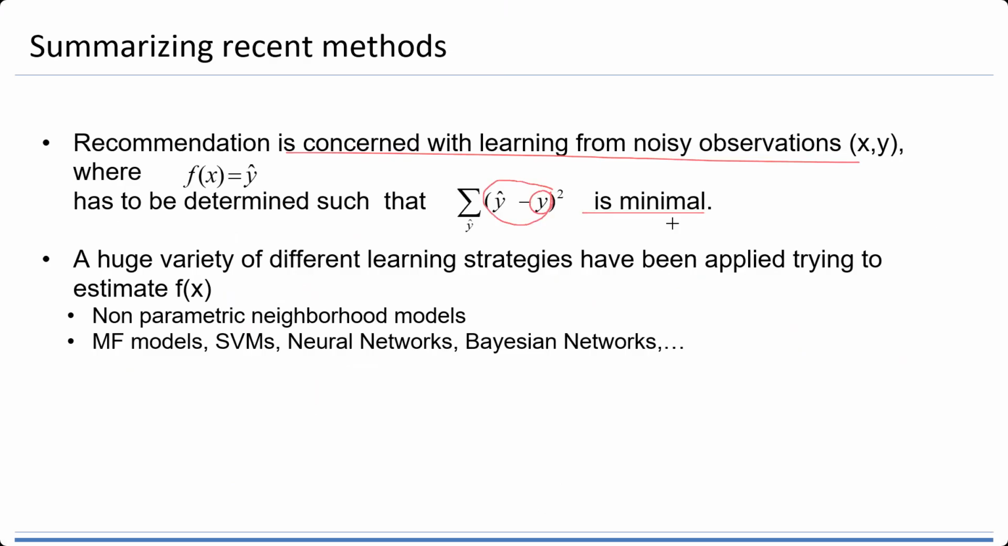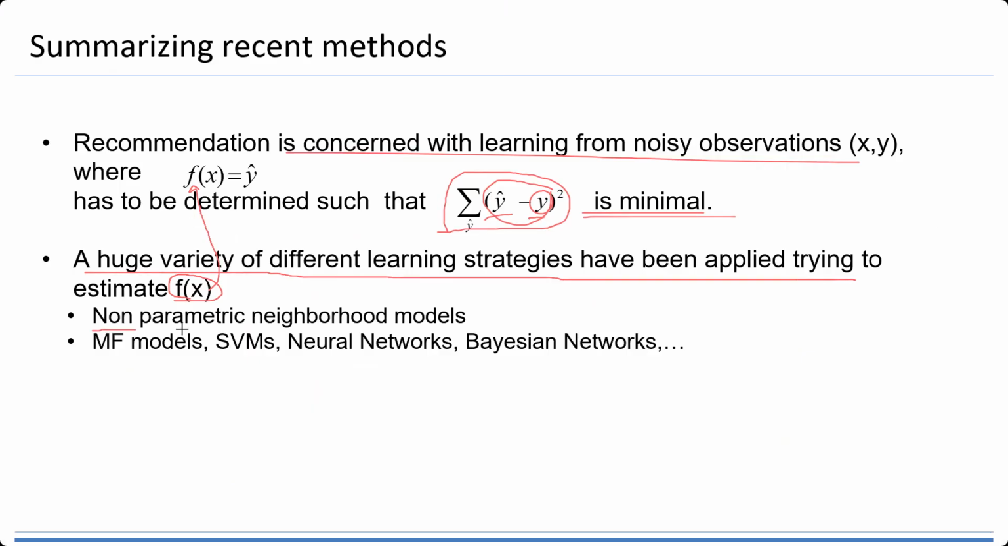So if we have a model, you know already about machine learning, we do the performance verification. In the performance verification, we usually check the predicted rating with the actual rating. And if it is minimum, then it is good. If it is not nearby 0, then the model still needs to be improved. So there are a huge variety of different learning strategies that have been applied trying to estimate the f(x). Okay, so there are so many algorithms we can apply for the prediction.